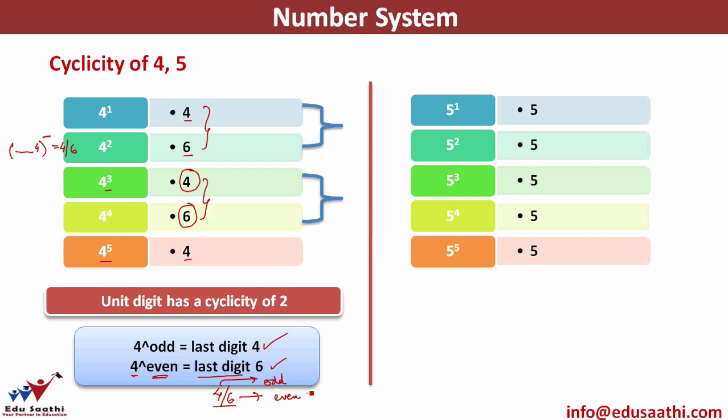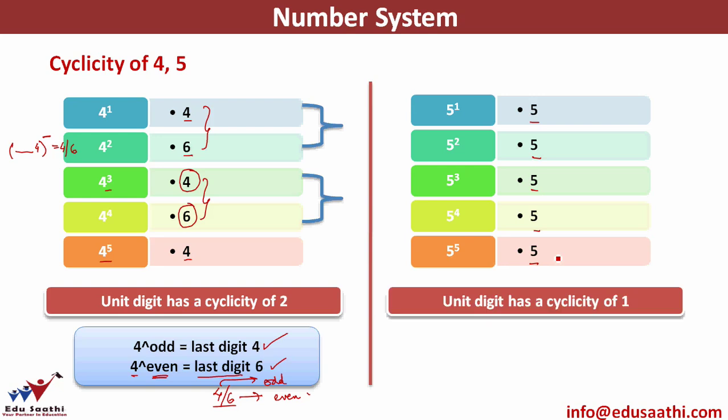Let's look at the case of 5. 5 raised to power 1 ends up in 5. 5 square, 25. 5 cube, 125. 5 to the power 4, 625. So 5 raised to power anything ends up with the last digit as 5. Very, very important. So I would say unit digit of 5 has a cyclicity of 1. That means it is the same unit digit which is repeating itself.